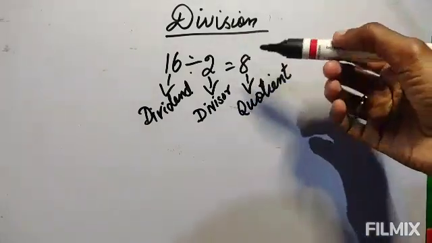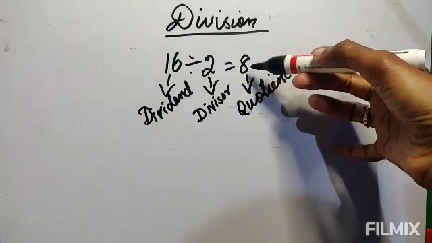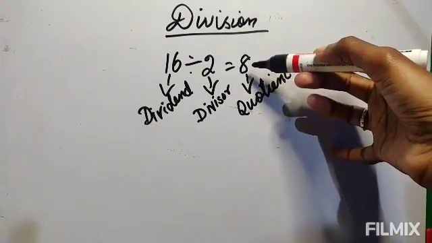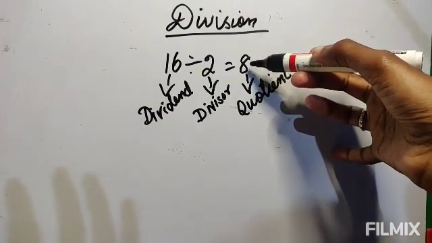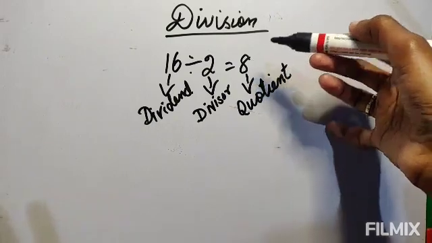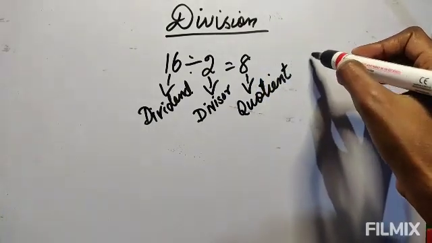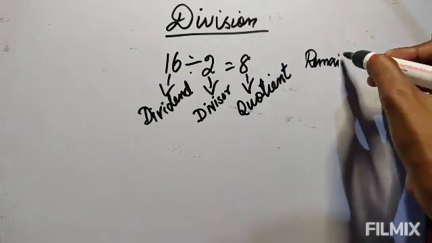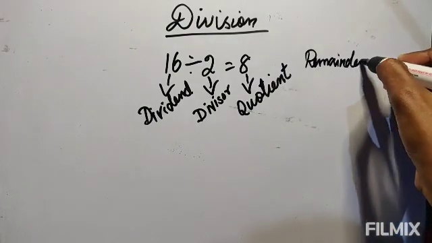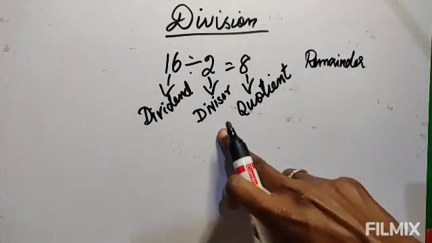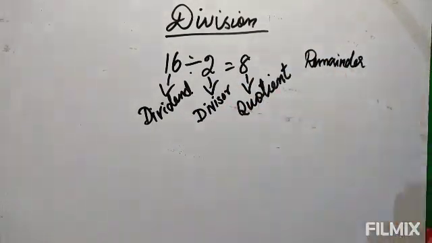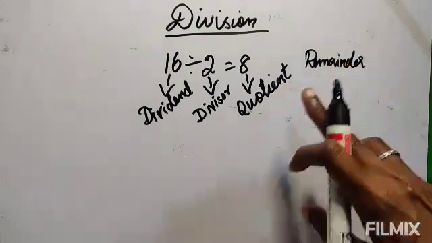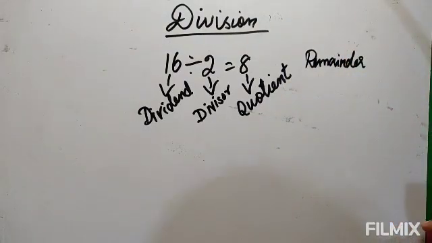Again, in some questions, after dividing you will get some number left over, a balance number. That balance amount is called the remainder. You will learn that later, so just keep it in mind. These 4 words you must remember: dividend, divisor, quotient and remainder. This remainder I will tell you later.